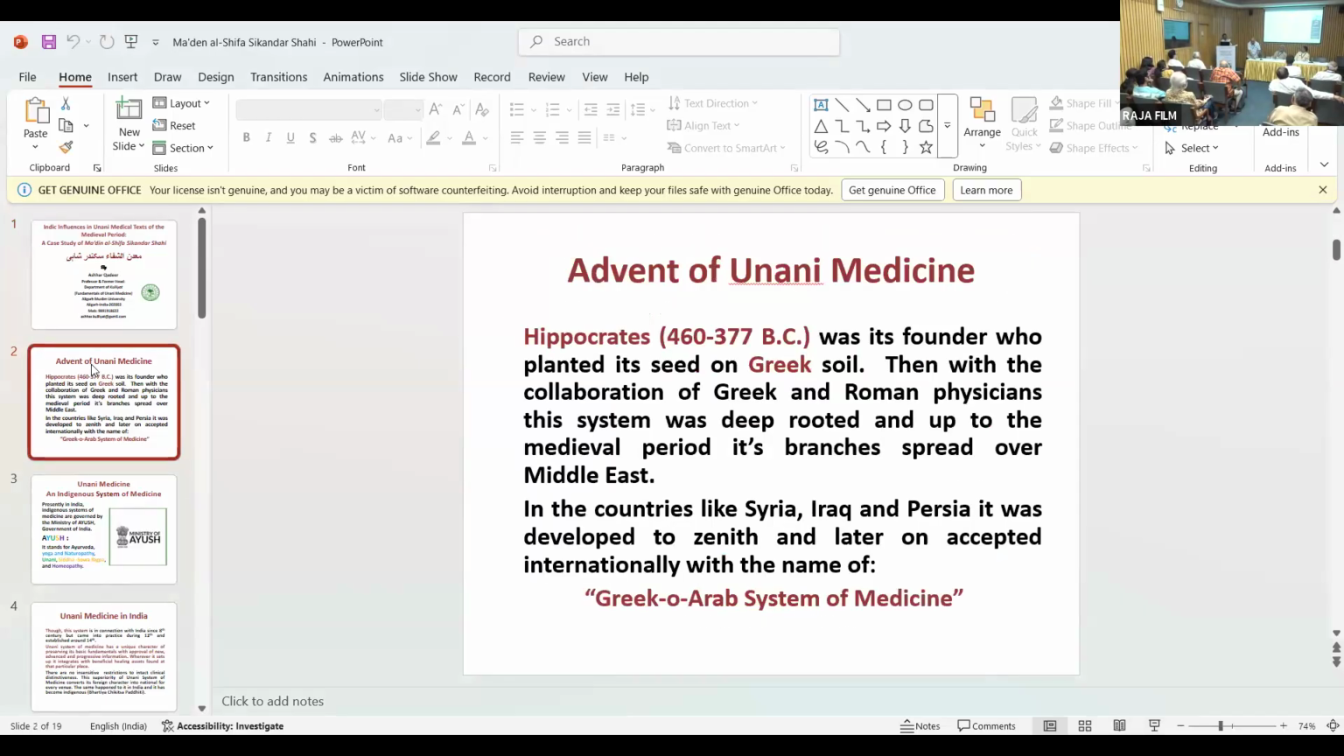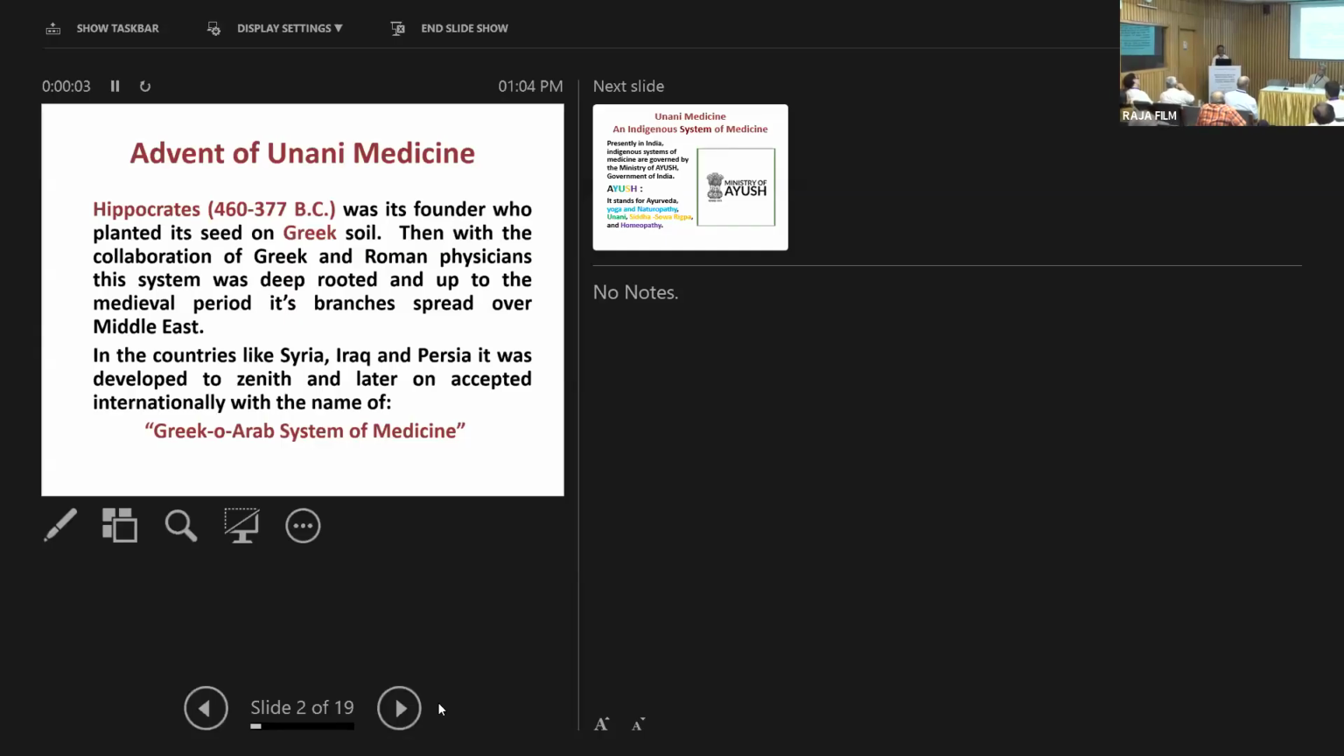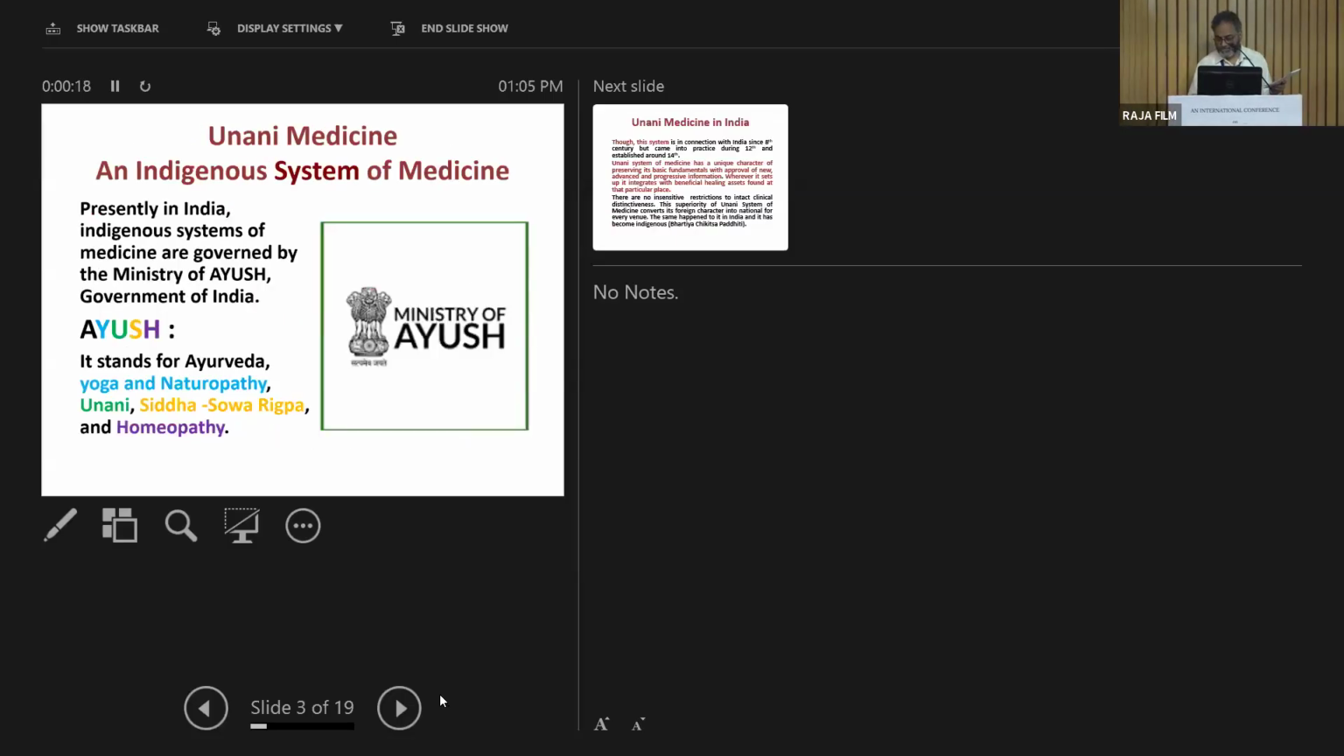Please show the full slide. A case study of Madan al-Shifa Sikandar Shahi, that is the name of the book. Madan means mine, and Shifa means recovery from disease. So this type of book has text that, by going through it, you will find a mine of recovery and healthy tools.